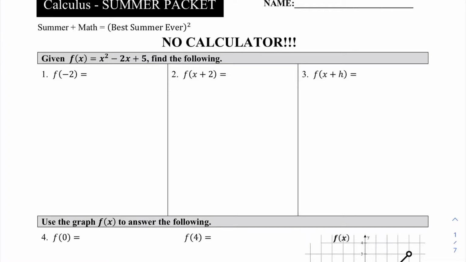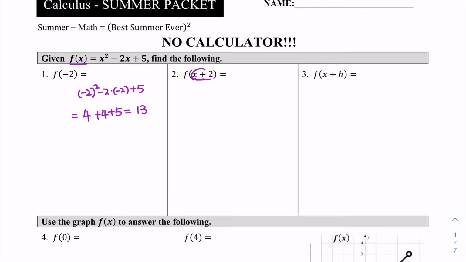This is the summer packet, no calculator part. Given f(x) equals this, find f(-2). We plug -2 in. Equals 13. Same thing, f(x + 2).